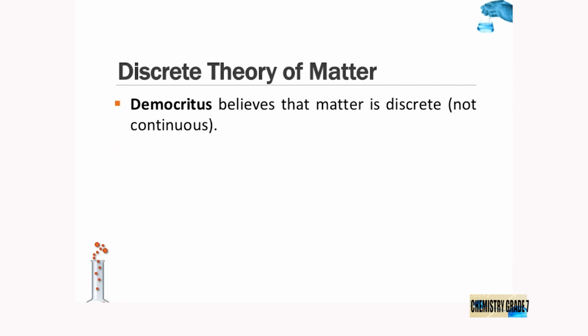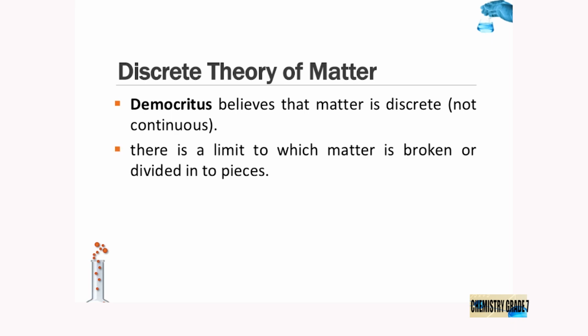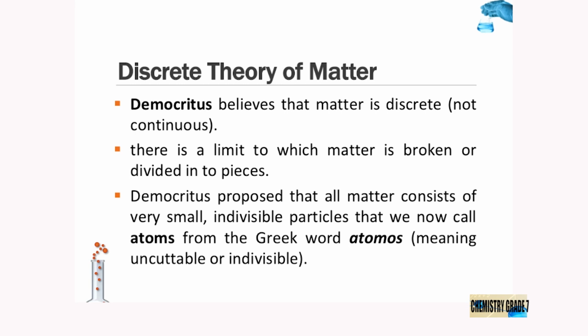Democritus gave the discrete theory of matter. He believed that matter is discrete, or not continuous. If you start to cut a piece of paper into smaller pieces, there is a point where you must stop cutting. Democritus proposed that all matter consists of very small, indivisible particles that we now call atoms, from the Greek word atomos. That means uncuttable or indivisible.